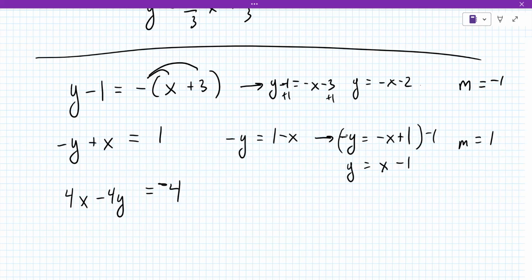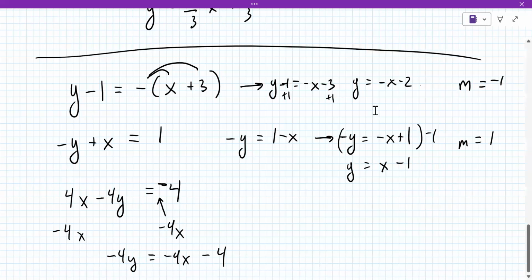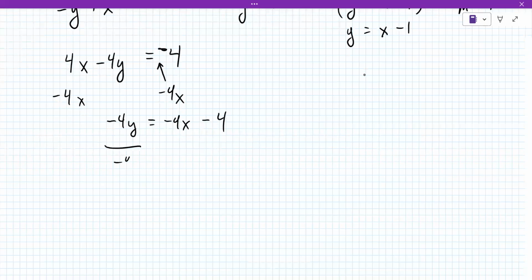And then for this last one, I'm not sure if I did it right, but I got -1. Okay, so let's take a look here. I'm going to subtract 4x from both sides. And again, it's better to put it in front. I know that's awkward. It's weird, like why would I do that? 4x minus 4. And then we'll divide everything by -4. So that becomes y equals 1x plus 1.